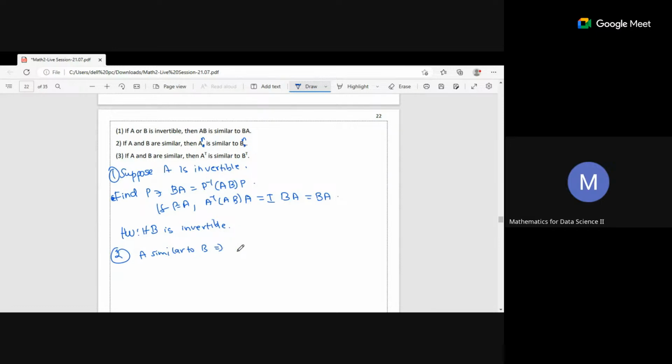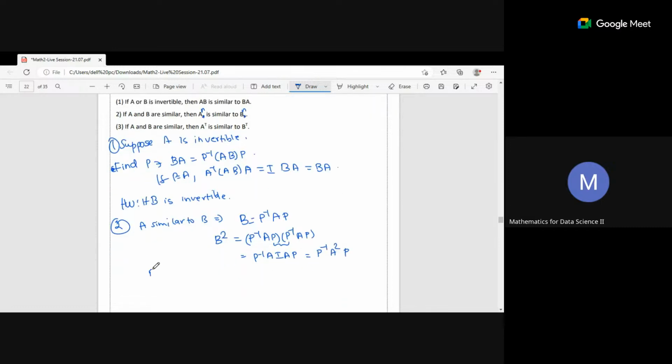So it means there exists a P such that B is equal to P inverse AP. Now let us say, what is B square? P inverse AP into P inverse AP. Now what is P into P inverse? Identity, right? So this is P inverse, identity matrix multiplied with any matrix is itself. So this is A into A, which is A squared. So you see B squared is P inverse A squared P.